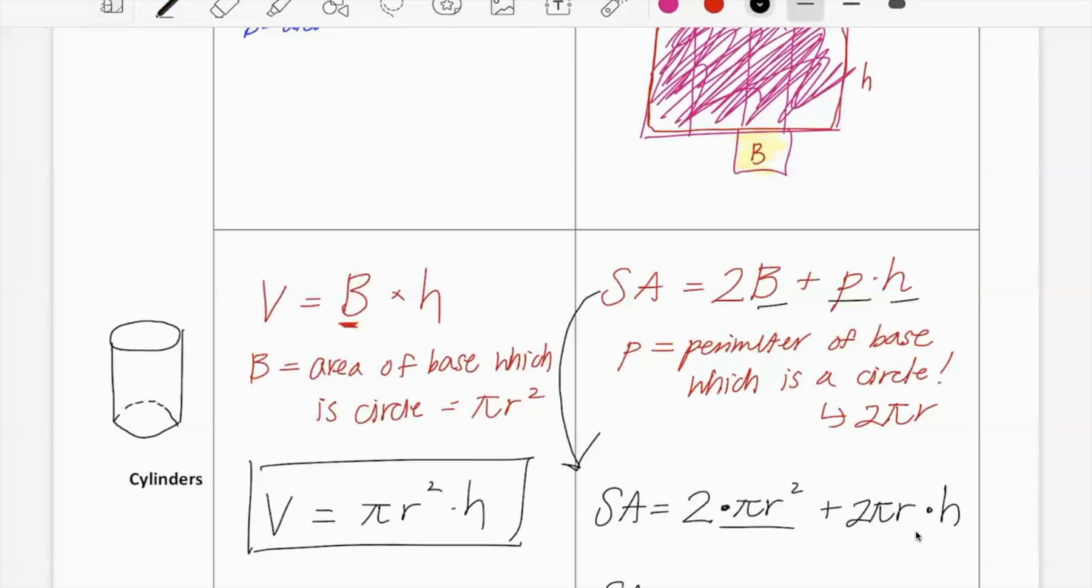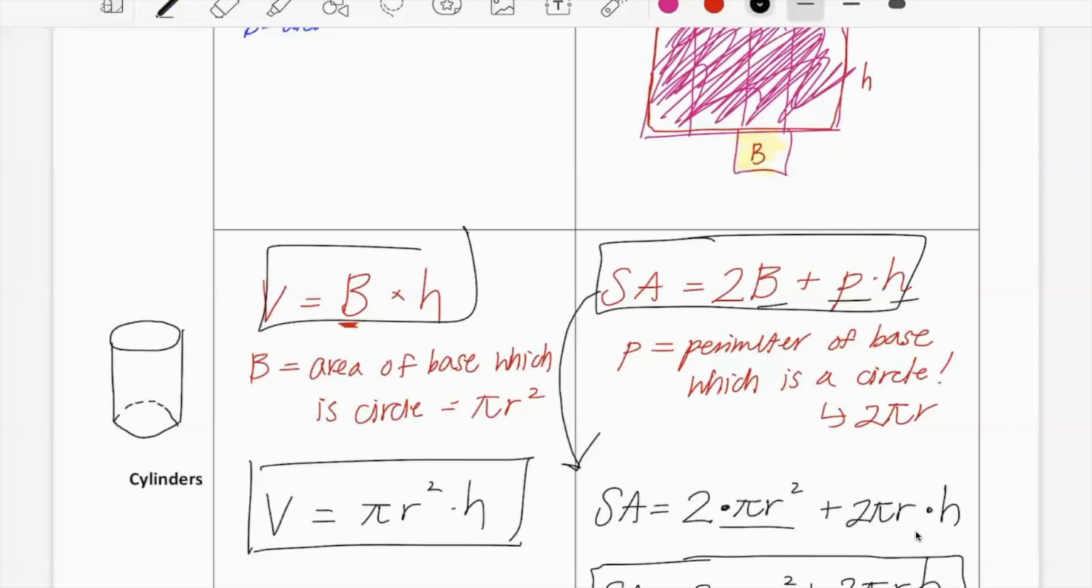And if I write it nicely, this is going to be the final, nicer version of the surface area formula. You don't have to memorize this. As long as you know this one and this one, you can always come up with any surface area and volume of prisms.